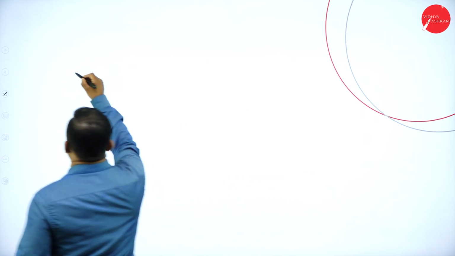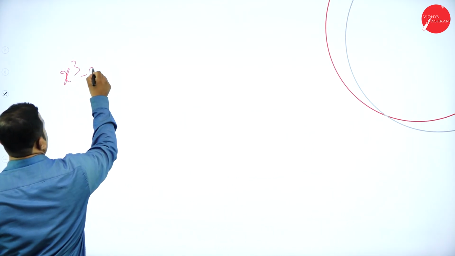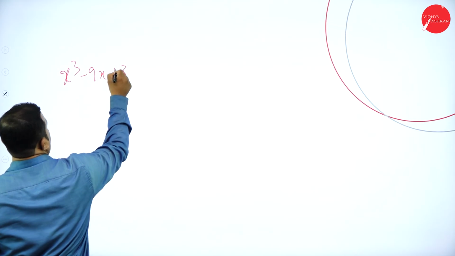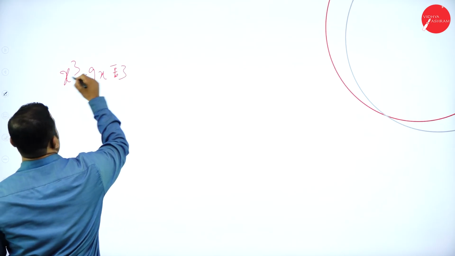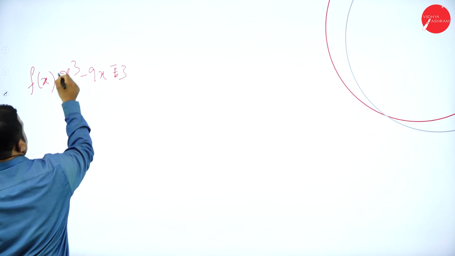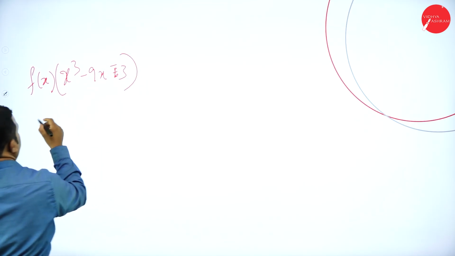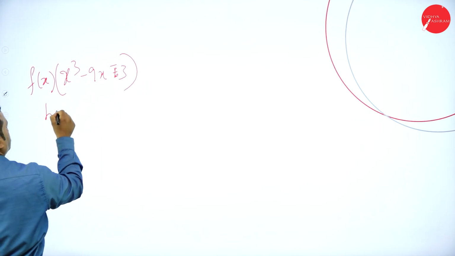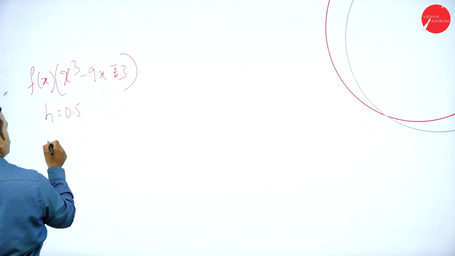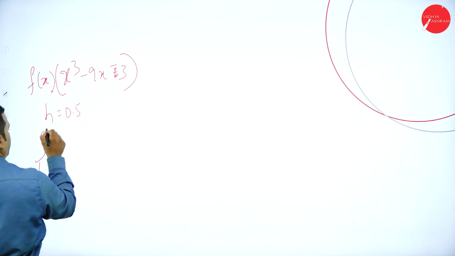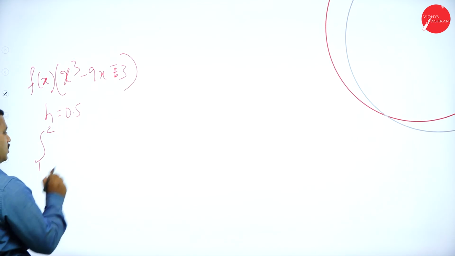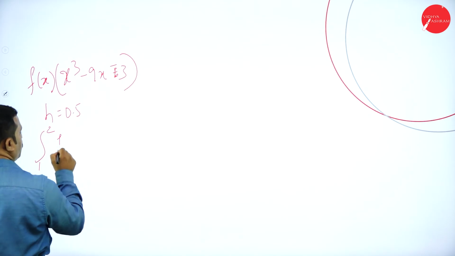If I consider one more problem here, that is x cube minus 9x plus 3 or minus 3. If this is the value of f of x, with h equal to 0.5, between 1 and 2, what is the value I am going to get? The integral of f of x dx.